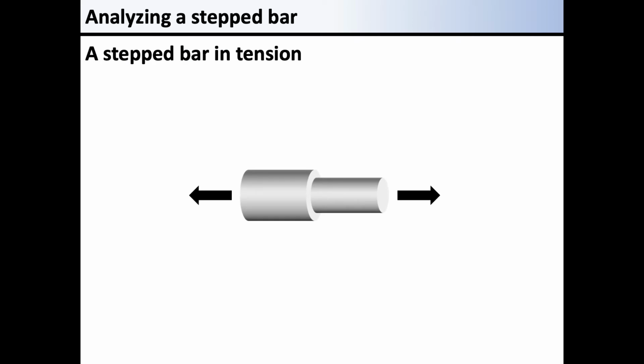Now, we are firstly thinking about a stepped bar in tension as shown in the illustration. The stepped bar has round cross-section of different thicknesses. These two parts are completely attached to each other. You can imagine that this stepped bar has been carved out from a long round bar of uniform thickness to make the stepped part.